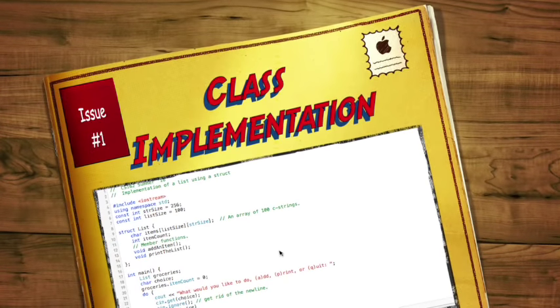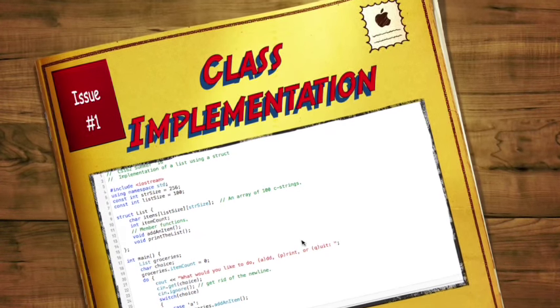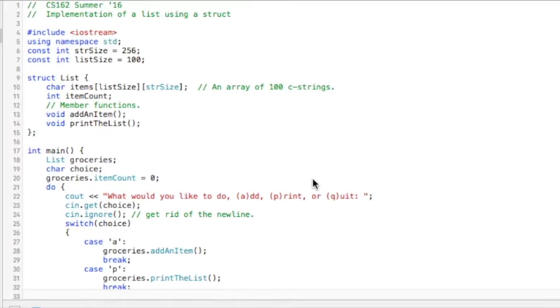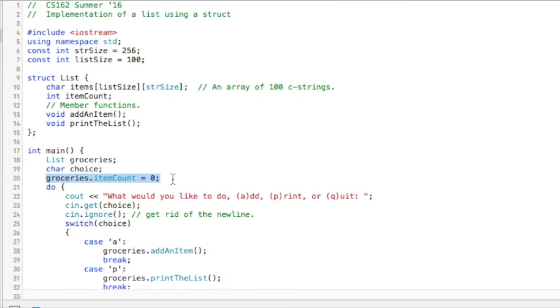This is Robert, and this is the third video in creating a list object. When we left off, we noticed that this object was pretty well encapsulated except for this line right here on line 20. It would be nice if we could set the item count to 0 and have it be encapsulated, and it would also be nice if it happened automatically.